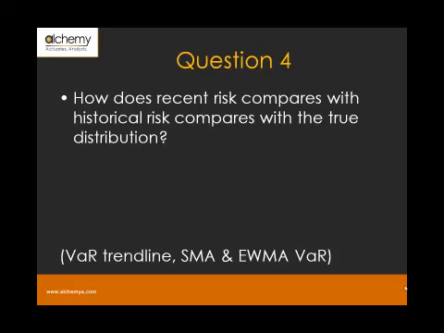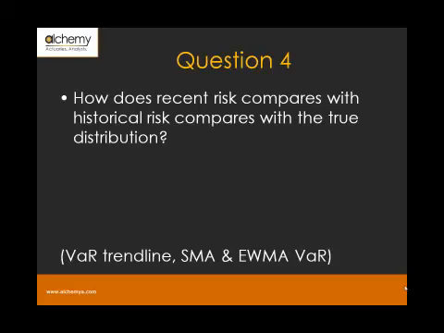The fourth and final question deals with how recent risk compares with historical risk, and how that compares with the underlying true distribution. If you remember, when we did a review of volatility in part 1, we looked at how vol switched and changed for commodities and currencies over a period of time. How vol went from under 2% to over 8% in less than a few months, and then was back at under 2% in the same amount of time.